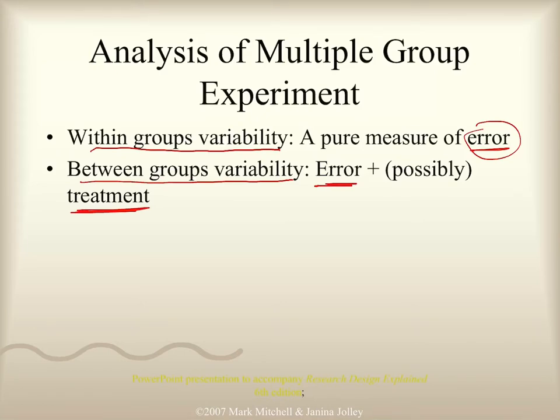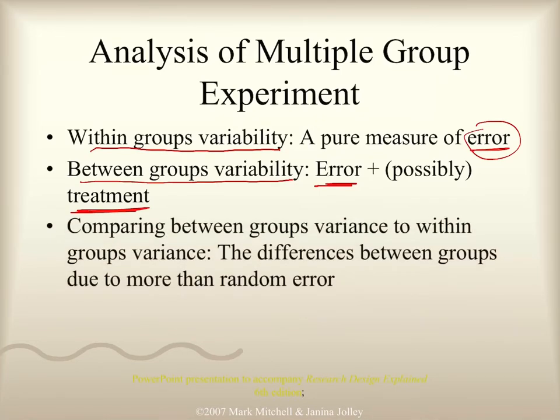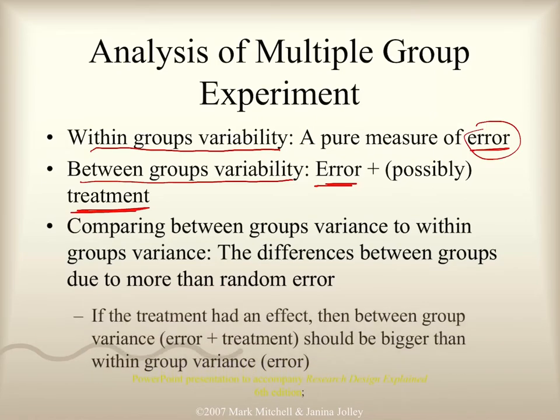What we need to be able to do to see whether or not the differences between our groups are bigger than we would expect by chance is compare these types of variance. We compare between group variance to within group variance. And what we want to know is, are the differences between groups due to more than random error?